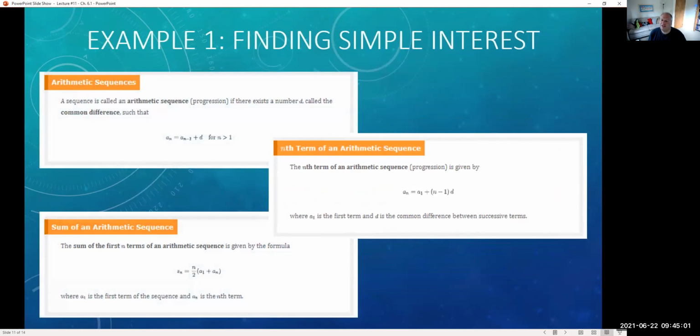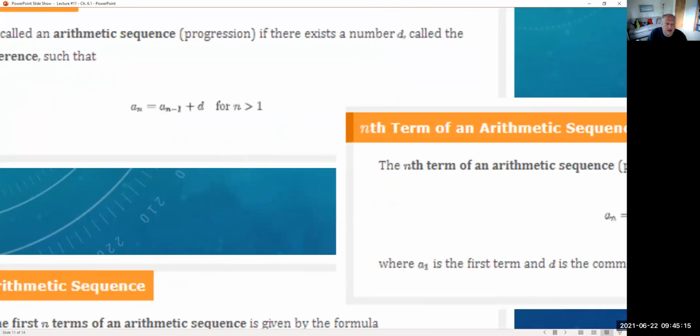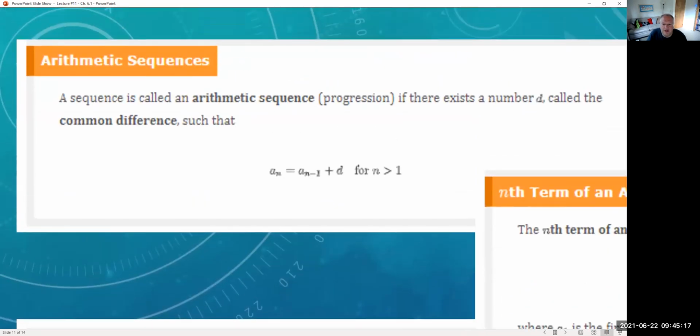These three formulas are really important for you to succeed when it comes to figuring out different parts of a sequence. First, let's talk about what is an arithmetic sequence. An arithmetic sequence can be viewed, and I'm going to zoom in a little bit because it's kind of small to see, in this way.